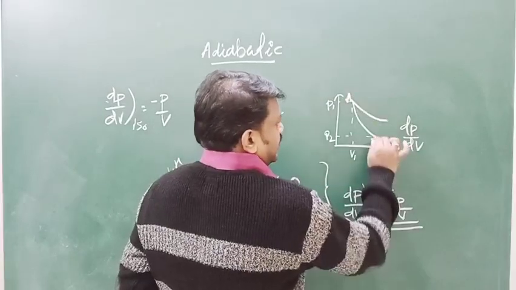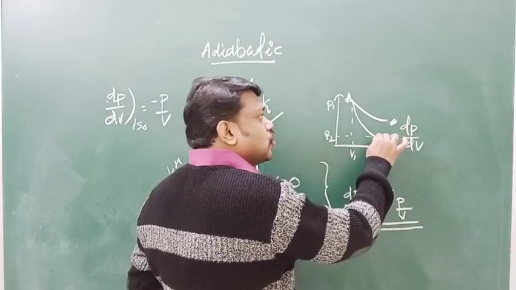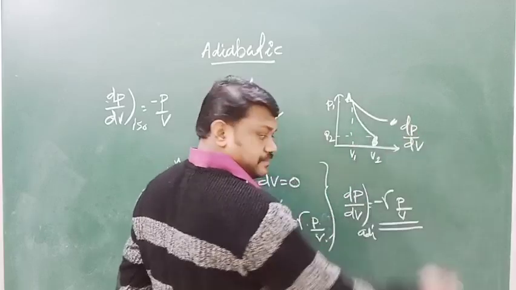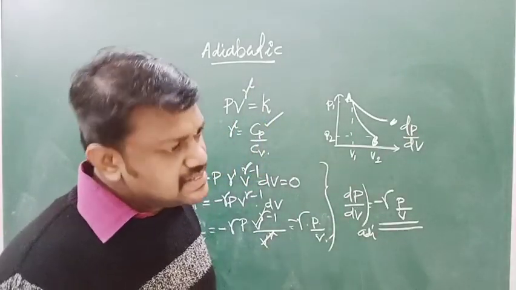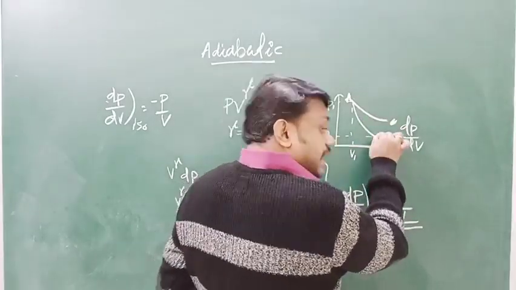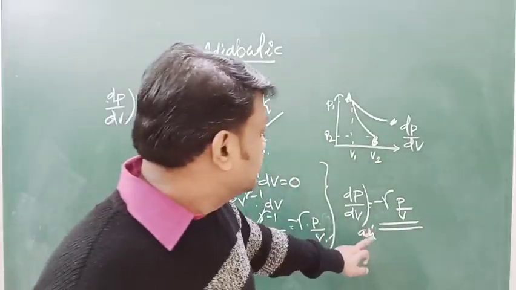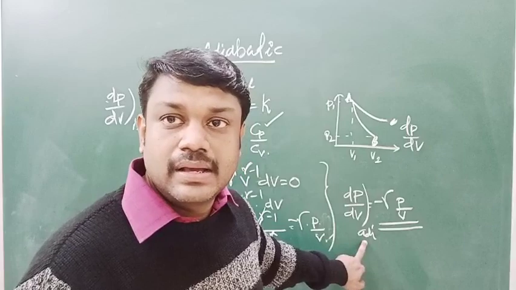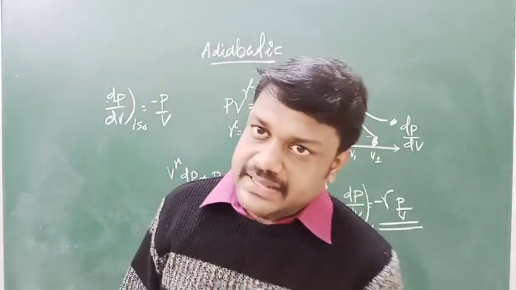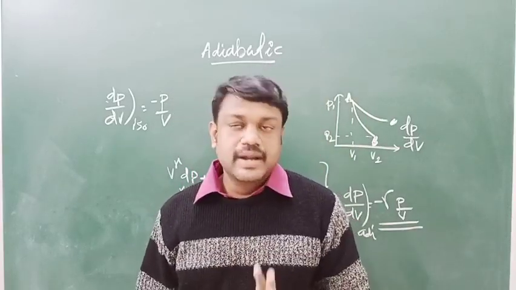So we can have AB and AC. From this it is clear that the slope of AB is more than the slope of AC, that is, steeper. So we can say that AB is an adiabatic curve and AC is an isothermal curve, because the slope of an adiabatic curve is more than that of an isothermal curve. That is why it is steeper. So from the graph itself, we can predict whether the process is an isothermal process or an adiabatic process.